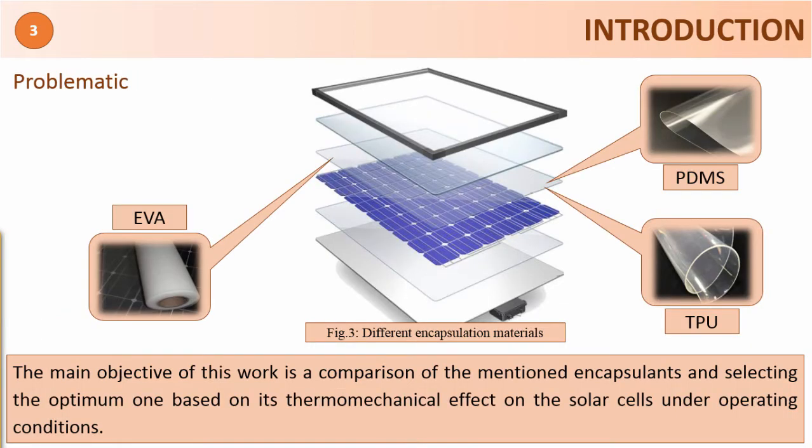Problematic of this research. The PV industry is dominated by ethylene vinyl acetate as encapsulant, mostly due to its low cost. Other polymers such as polydimethylsiloxane and thermoplastic polyurethane have gained interest and are being tested for better encapsulation of PV modules. The main objective of this work is a comparison of the mentioned encapsulants and selecting the optimum one based on its thermomechanical effect on the solar cell and the operating condition.